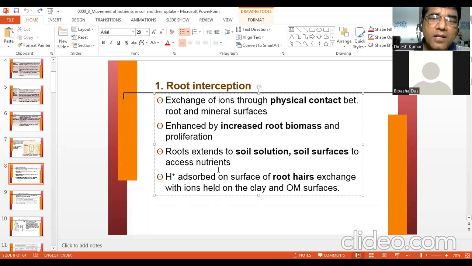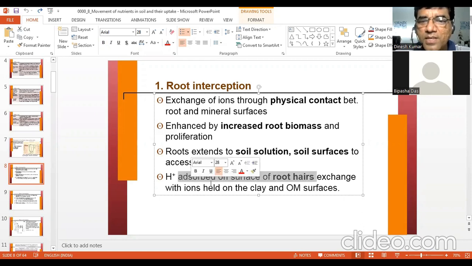So nutrients which are there in the soil solution, root will be there, but it can reach the exchange site also, wherever possible. And it will extract the nutrient from there. And then what is the mechanism there? The mechanism, when the root and the soil solution or nutrient come in direct contact, is oscillation. Oscillation, you will see. So hydrogen ion is adsorbed on the surface of the root hairs.